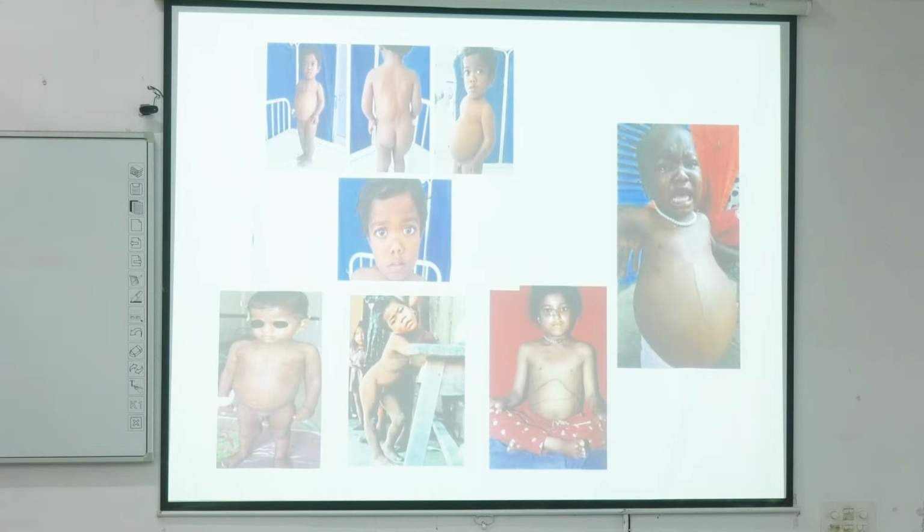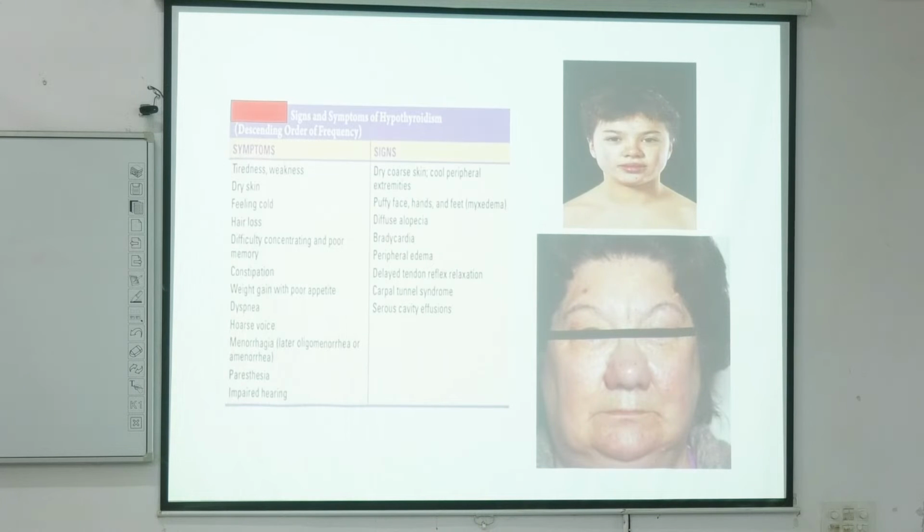In contrast, adult hypothyroidism is a little bit tricky. It's not that easy to diagnose, and most of the cases are diagnosed casually on biochemical investigations, just like sugar, urea, creatinine, cholesterol, triglyceride. Because these symptoms, tiredness, weakness, dry skin, feeling cold, hair loss, difficulty concentrating, poor memory, constipation, weight gain, dyspnea, hoarse voice, none of the symptoms is specific for hypothyroid.